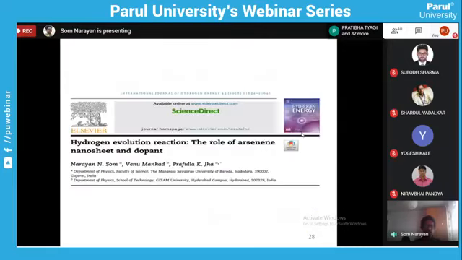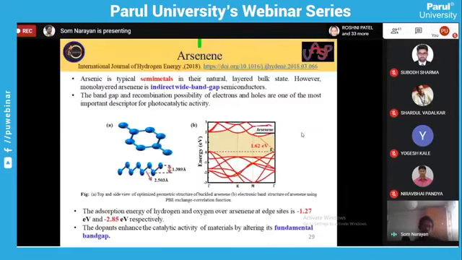So coming to the results, one of them is the hydrogen evolution reaction for the role of arsenene as a nanosheet. As we know, for a photocatalyst the band gap should be near 1 to 2 eV. So it falls in that range, but it has an indirect band nature.